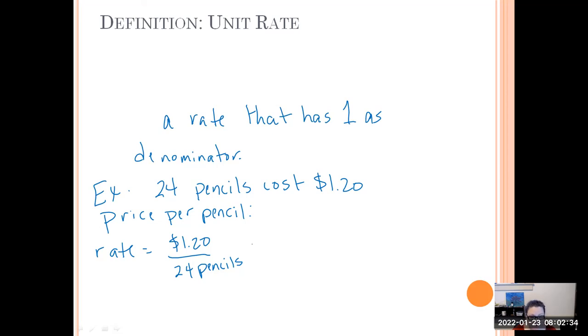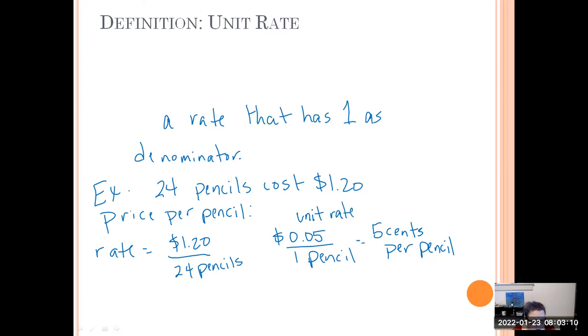The unit rate would be taking the $1.20 in a calculator and dividing it by 24, and you would get 5 cents per pencil for one pencil. Notice there's a 1 in the denominator. You could also write it 5 cents per pencil. So now you have a rate, which is the $1.20 divided by 24 pencils, and the unit rate is 5 cents per one pencil. All right, let's move on.